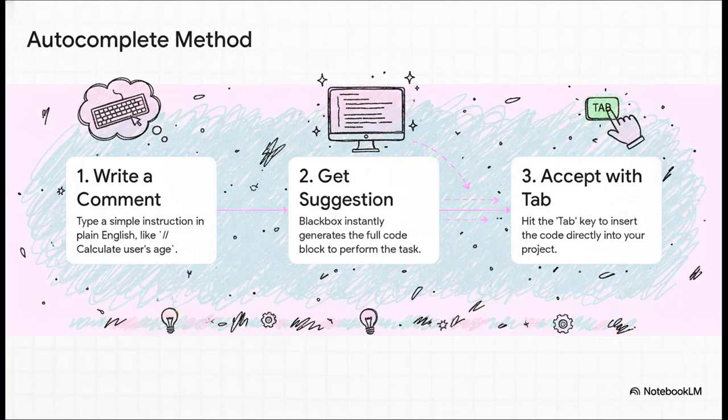So the first and probably most common way is what they call the autocomplete method, and it is wildly seamless. You're just in your code editor doing your thing, you type a comment, a simple instruction in plain English like #calculate the user's age, and bam, Blackbox just spits out the entire block of code to do it. You hit the tab key and it's in your project. It's like your regular autocomplete but on a whole other level.